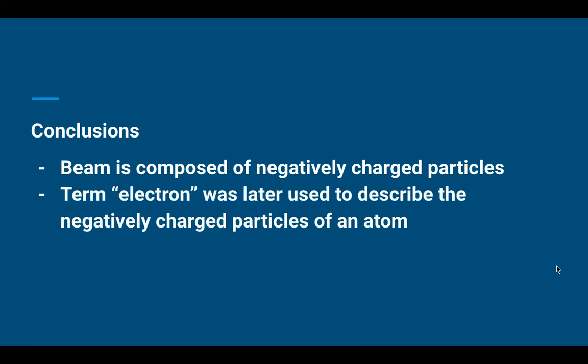The term electron was later used to describe the negatively charged particles of the atom. Basically, it was done through an experiment with electricity. And so the electron is the particle name.